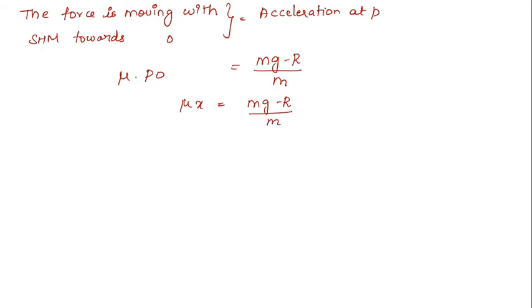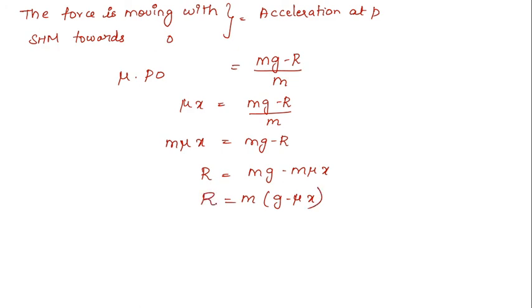From this we can find R. It will be m mu x is equal to mg minus R. When R goes to that side, it will be positive. So R is equal to mg minus m mu x. M is common, so you can take it outside. R is equal to m times (g minus mu x). Mark it as equation 1.